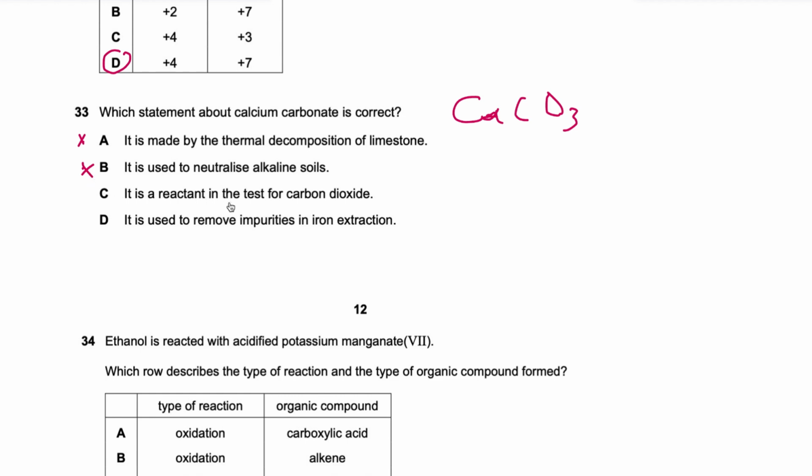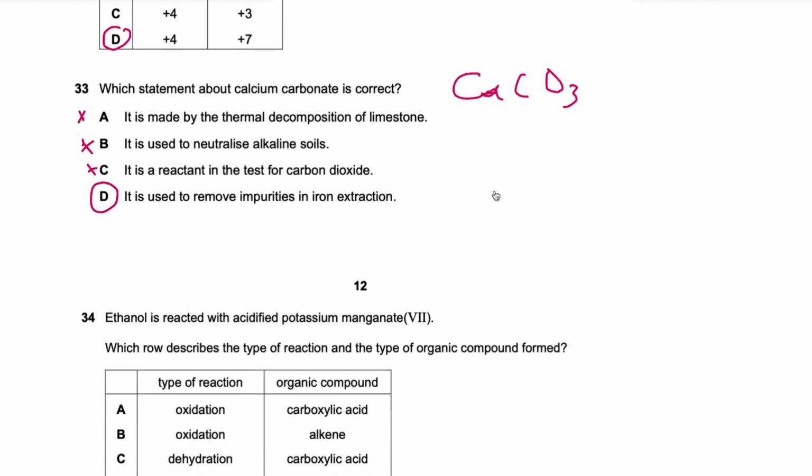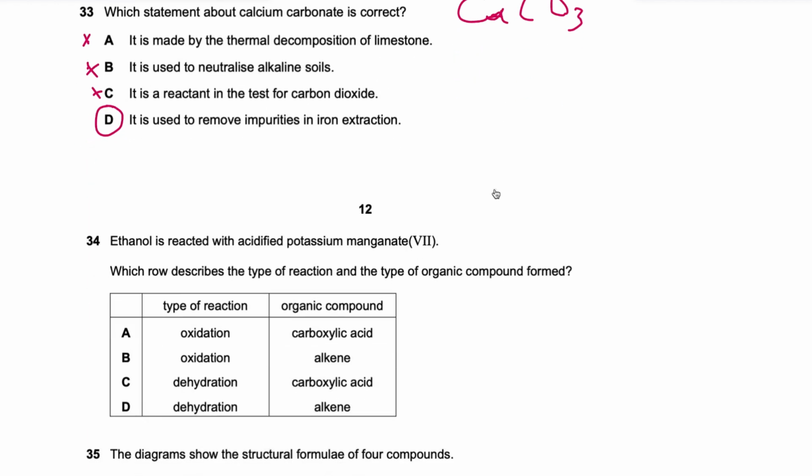It is a reactant in the test for carbon dioxide. That's not true. How can it be a reactant in the test for carbon dioxide? This one is completely senseless. This one: it is used to remove impurity in iron extraction. Yes, we use this one to remove impurity in the extraction of iron in the blast furnace. Okay? So that's the most absolute. Yeah, I think it's the most absolute.